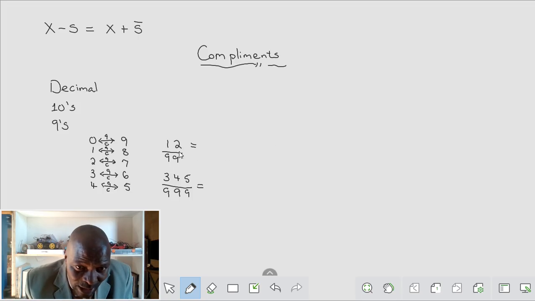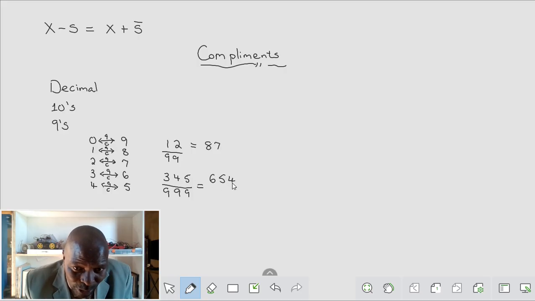So if you look at this now, what will take us to 99? It will be an 8 here and a 7 there. Therefore, the 9's complement of 12 is 87. What will take us to a set of 9s with the 345 here is going to be 6, 5, 4.